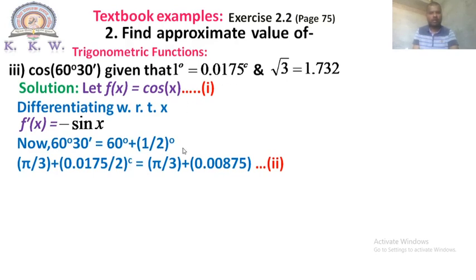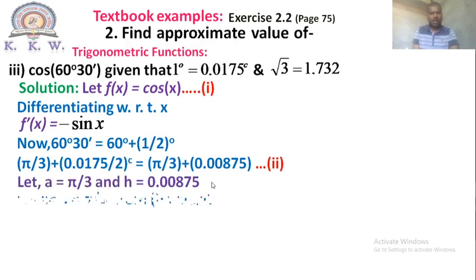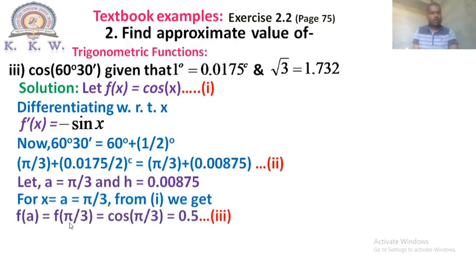Therefore, half degree is equal to 0.0175 divided by 2, which is 0.00875 radian. So 60 degrees 30 minutes is pi by 3 plus 0.00875 radian. Now you will easily get the value of a is pi by 3 and the value of h is 0.00875.